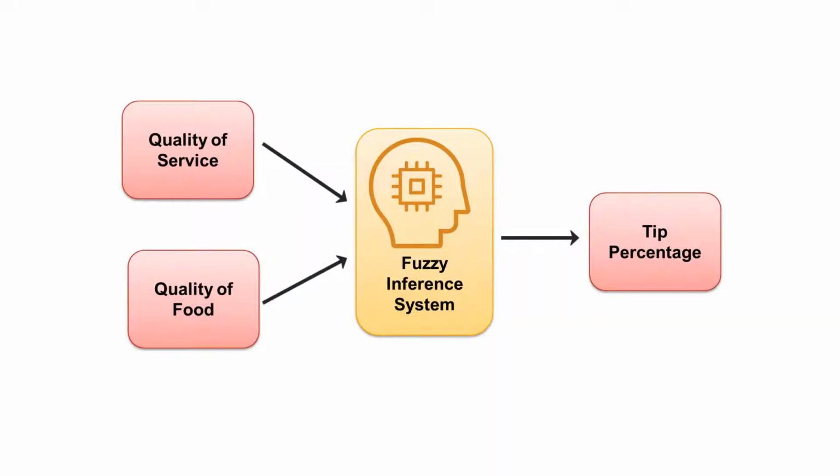Now let's use the example of a tipping problem to showcase capabilities of the app. The goal of this fuzzy inference system is to estimate the tip percentage for a waiter based on the quality of food and service. For context, the average tip percentage in the US is 15%.